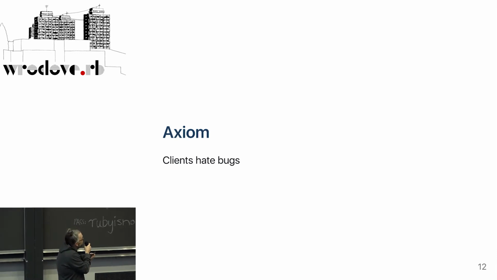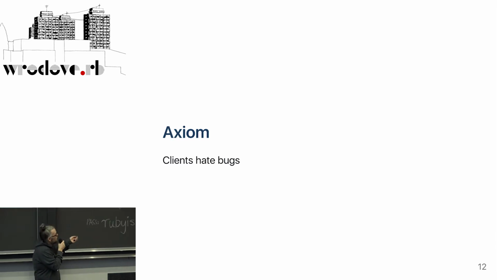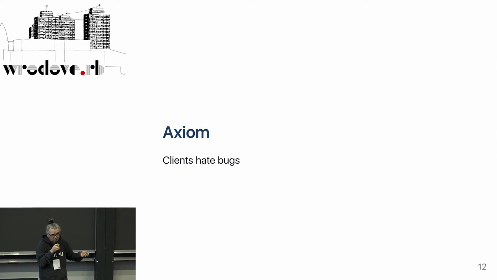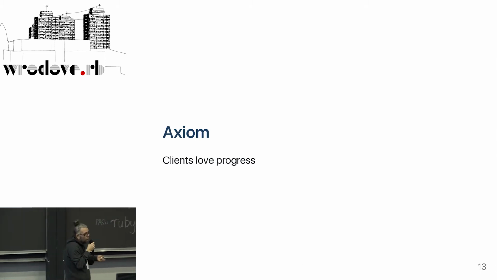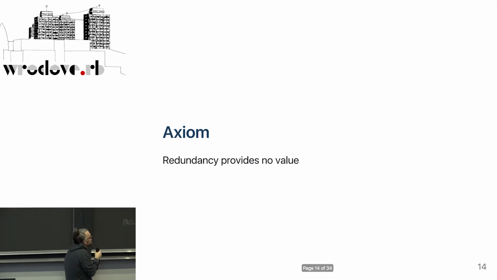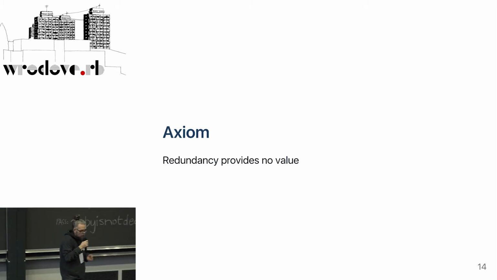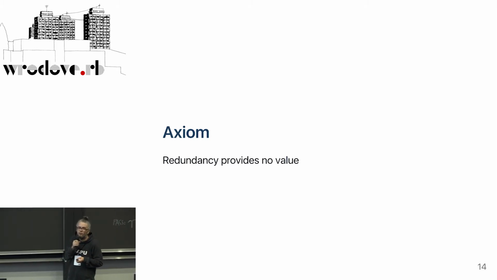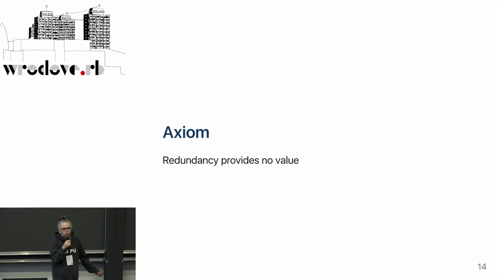Okay, two very quick ones, axioms. I think we can all agree that clients hate bugs. We can all agree that clients love progress. So that should be very obvious. The most important axiom that we have identified, and actually we think that almost everything can be boiled down to this, is that redundancy, redundant code, redundant semantics, they don't provide value, right? If it's redundant, it doesn't add value. So why would you want to add something to your code base that doesn't add value, right?